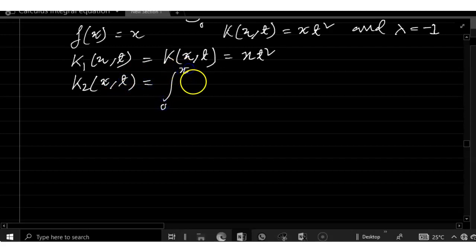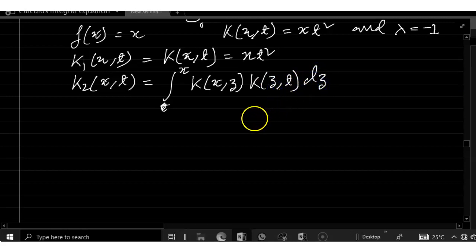integral 0 to x of k(x,z) k(z,t) dz. So it can be written t x t into x z square, z square into dz.